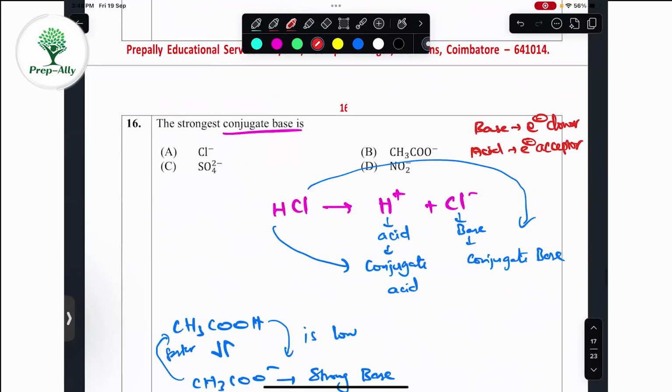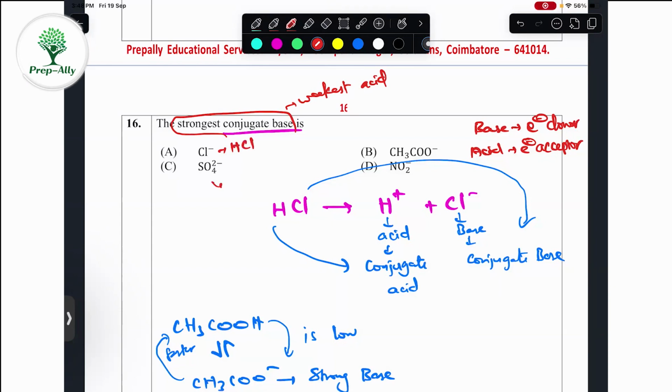So they are asking for the conjugate base, the strongest one. So you have to look for the weakest acid. So this is from HCl. This is from, just add an H plus so that you know what acid it is. HNO2. So which is the weakest one? B, right? CH3COO minus. So this is acetic acid, which is a weak acid that you should know. So the answer is going to be B.